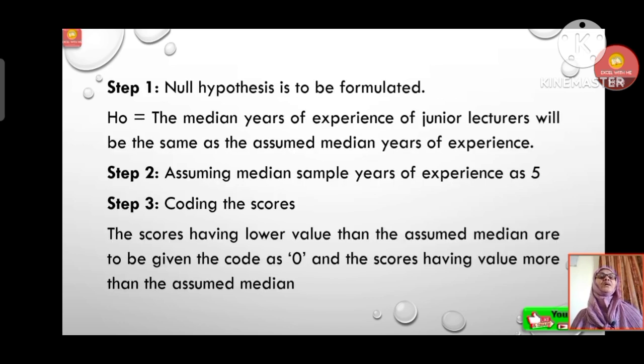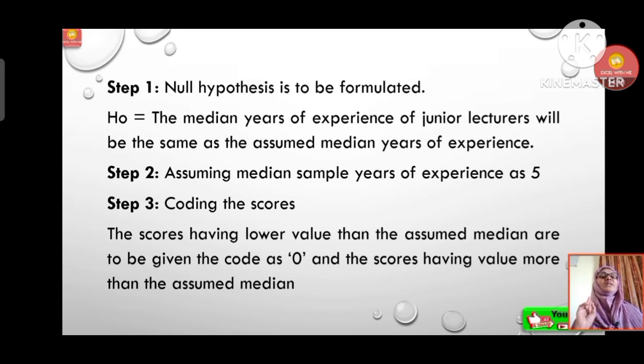Step 1, the null hypothesis is to be formulated here, that is H0. The median years of experience of junior lecturers will be the same as the assumed median years of experience. Then step 2, assuming the median sample years of experience as 5. Step 3, coding the scores.